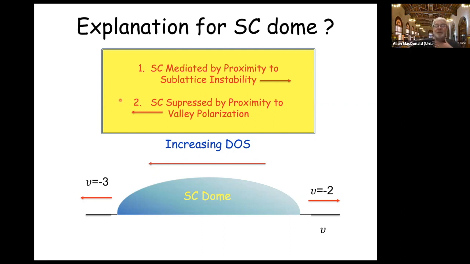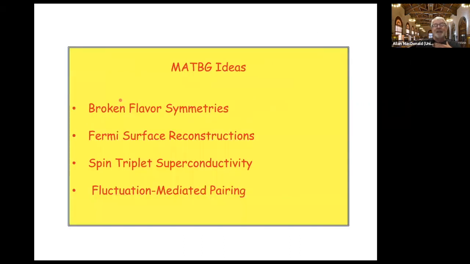In the case of twisted bilayer graphene, there are various kinds of particle hole channel instabilities that can occur, some of which support the valley singlet superconductivity I was talking about, some of which oppose, and maybe there's an explanation there. Sorry for going over slightly, more than slightly. Let me just leave it there. Thank you so much for your patience.